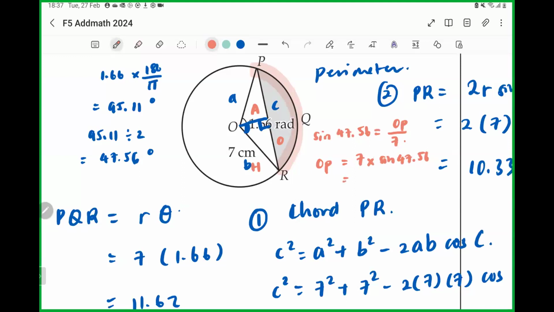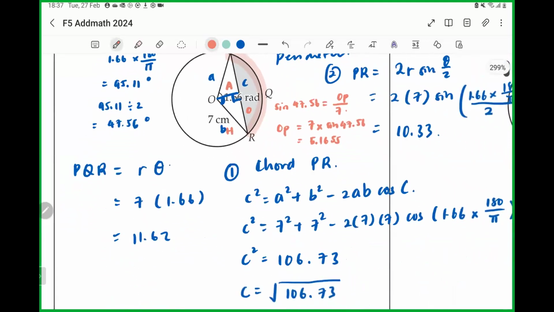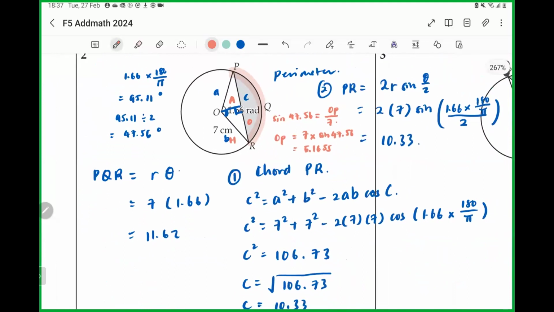So you get 5.1655. And then to get the whole chord here, you take this answer times 2, so you will get the same 10.33. Only the degree divided by 2. If you change your calculator to radian, then you have to take the radian divided by 2 also, 1.66 divided by 2.